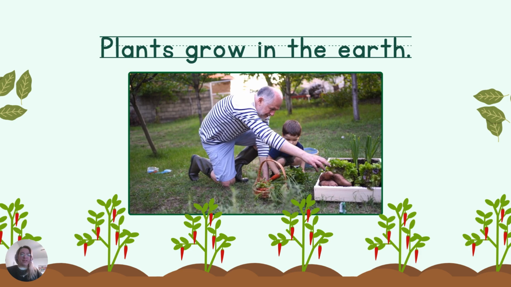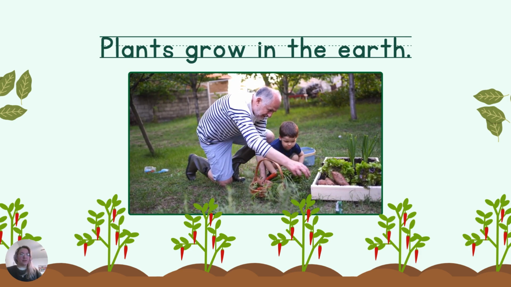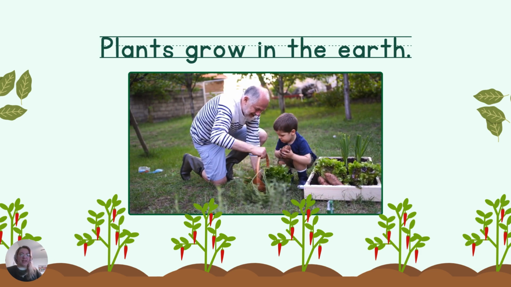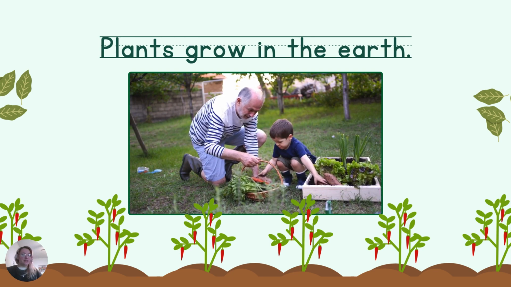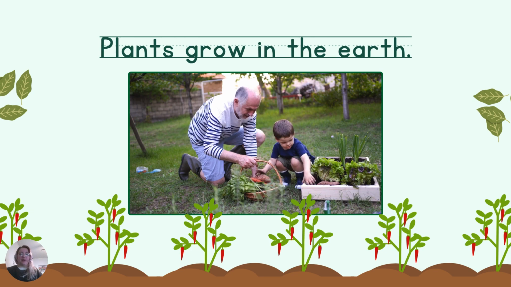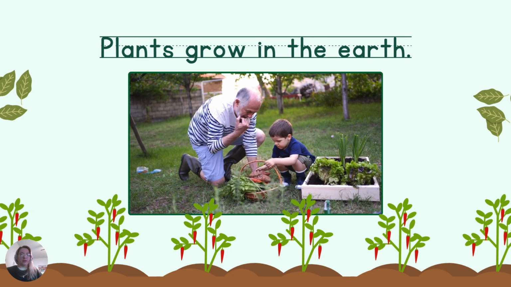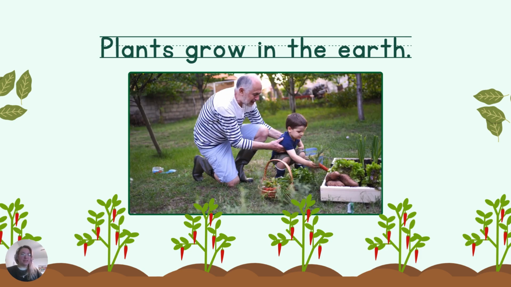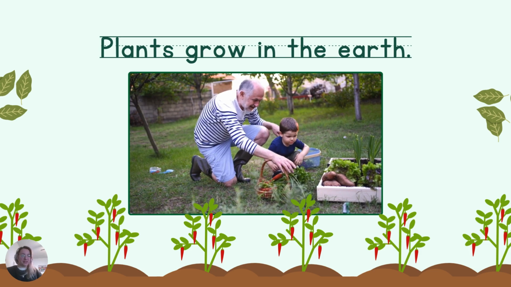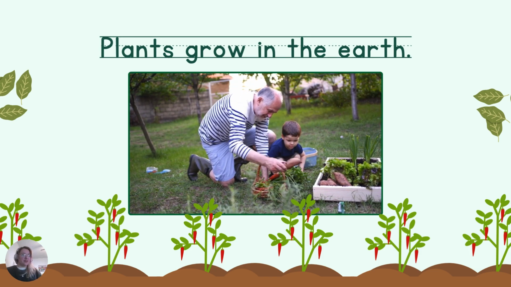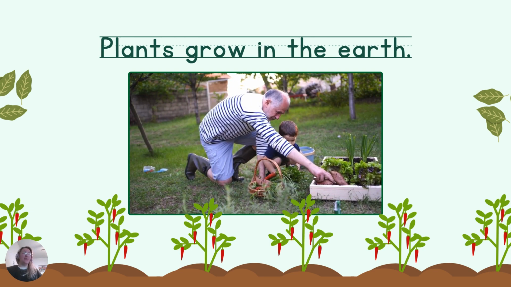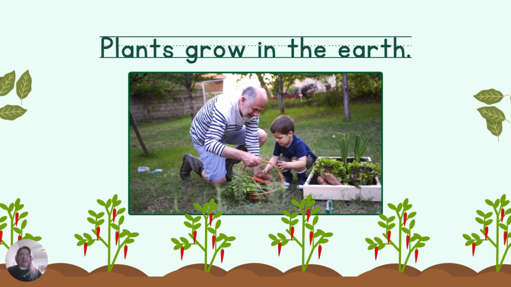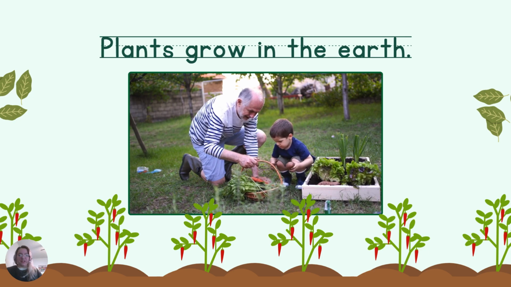Plants grow in the earth. Earth. Notice how our EA doesn't say E this time. It goes earth. Earth is another name for ground or dirt. If it had a capital E, it would mean our planet that we live on. But right now, it means the ground or the dirt.